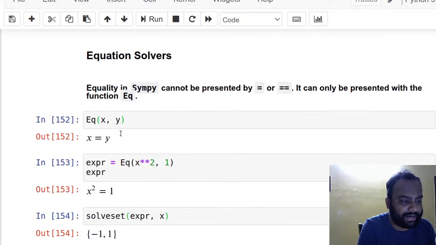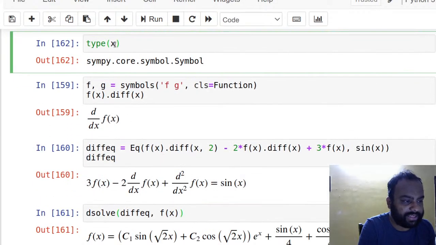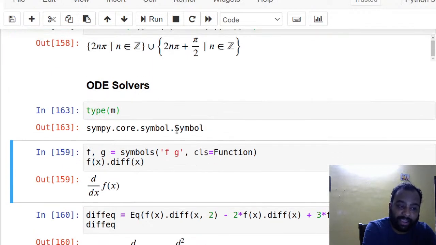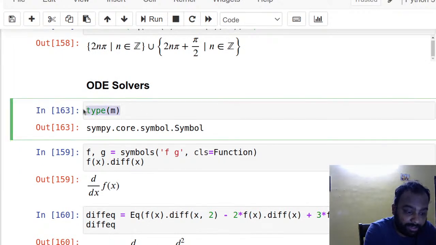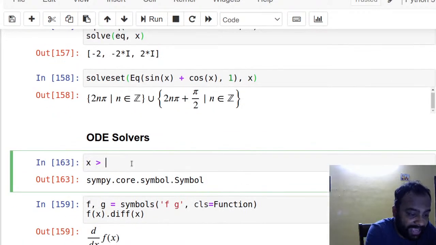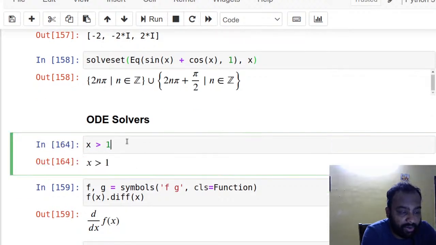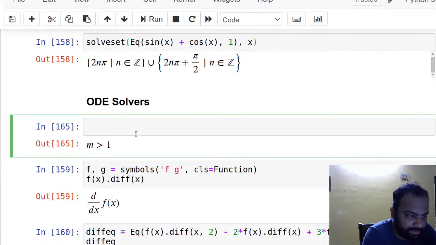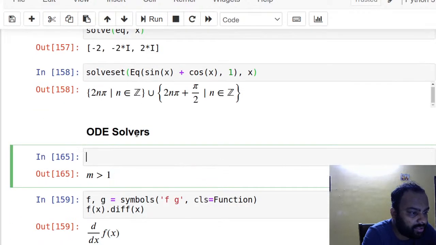So if I look at the type of m, again this is a SymPy core symbol, but this has certain conditions. Recall that m was a positive integer, right? So if I say x greater than 1, nothing happens, right? If I say m greater than 1, it does not evaluate anything. But just keep in mind one more thing.